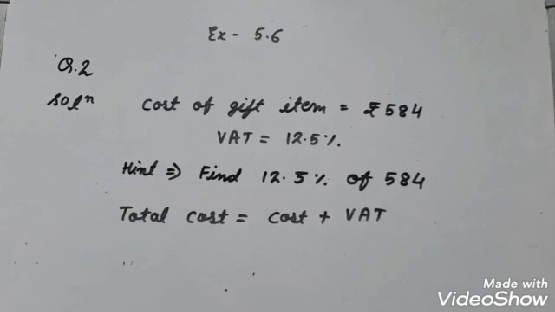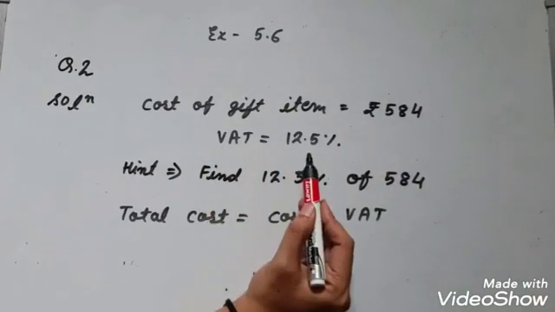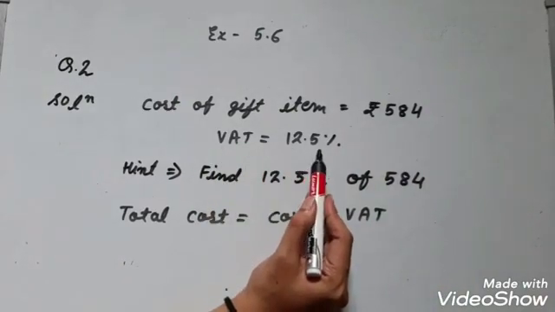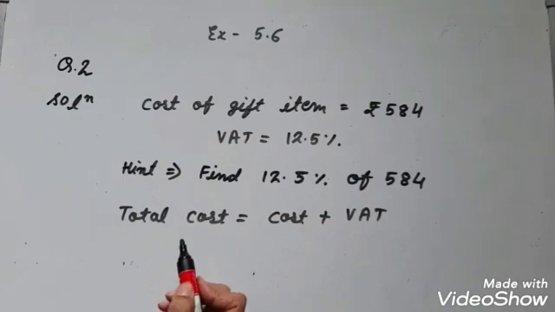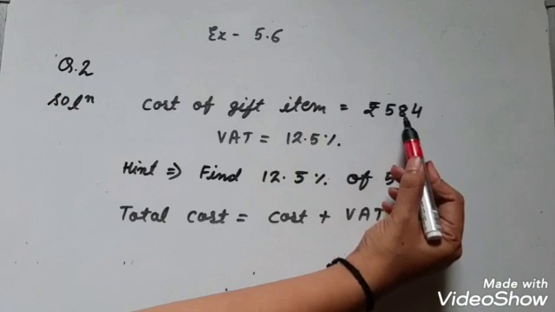Now question number 2. I am reading the question. Shravya purchased a gift item marked rupees 584 plus VAT at 12.5%. Find the total cost including VAT. In this question, cost of the gift item is given 584 and VAT is given 12.5%. So what to do? First find 12.5% of this cost of gift item.